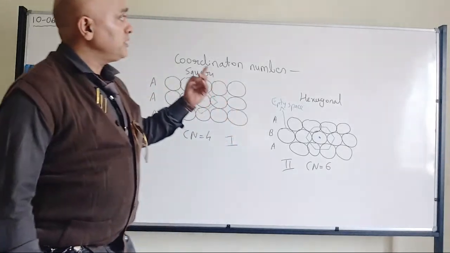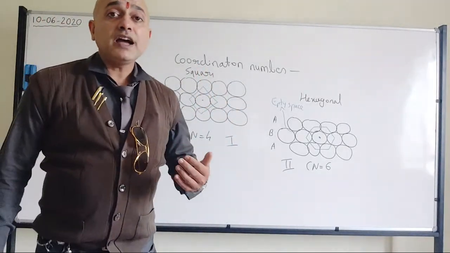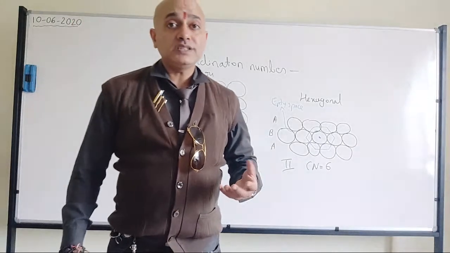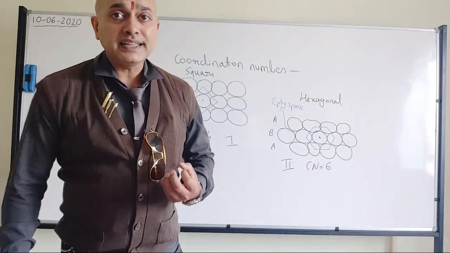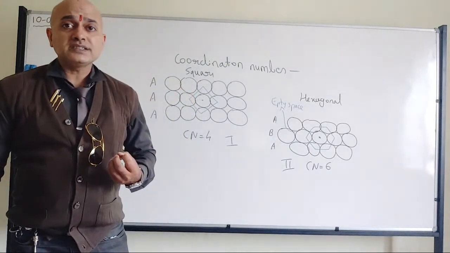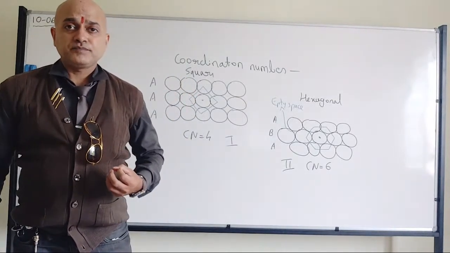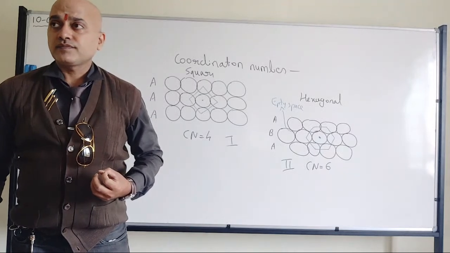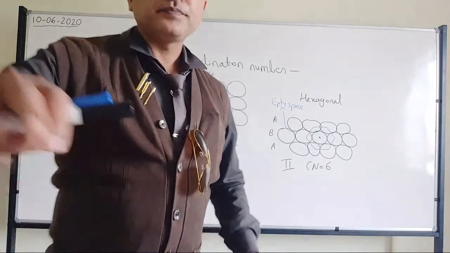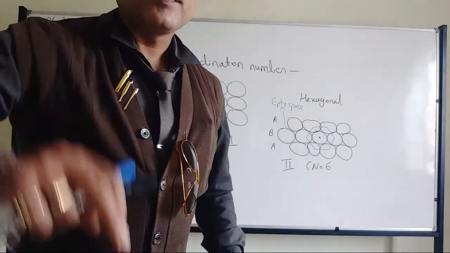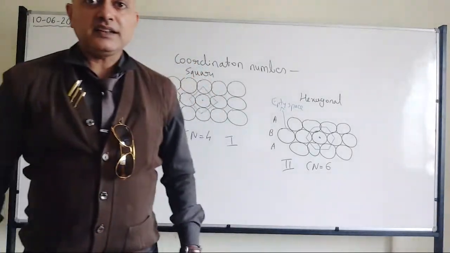Now we know what we mean by coordination number. Now I am coining another new term, which is called voids. My question here is, why should there be presence of voids? Anyone? You can see the picture and you can tell.